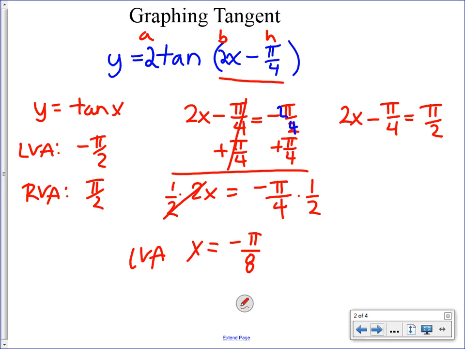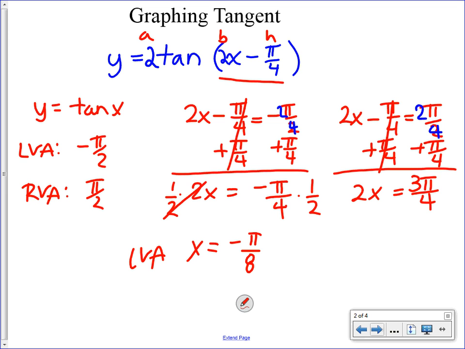All right, let's solve the next equation. Again, we're going to start by adding pi over 4 to each side. We're going to need that common denominator, so we're going to convert pi over 2 to 2 pi over 4. We're going to add our numerators. 2 pi plus 1 pi is 3 pi over 4. That is equal to 2x, but then we're going to multiply by 1/2 on each side, and we're going to get 3 pi over 8. So that is going to be our right VA.